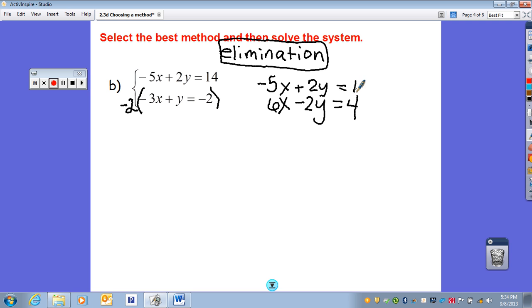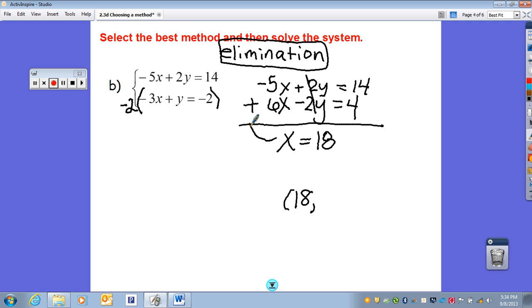And then I'm going to add the two equations together. Negative 5x plus 6x is 1x. 2y and negative 2y is 0. 14 plus 4 is 18. That's the first part of my ordered pair, which is the solution to my system.